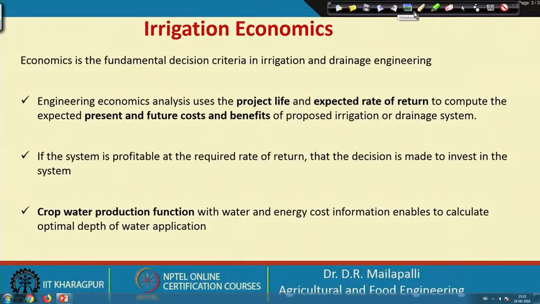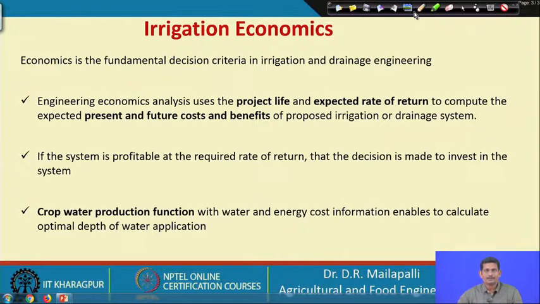In previous lectures we talked about the economics of drainage projects, and now we are going to cover irrigation economics in this lecture. Economics is the fundamental decision criterion of irrigation and drainage engineering. Engineering economic analysis basically uses the project life. We have explained the project life in three basic types: actual life, economic life, and financial life.